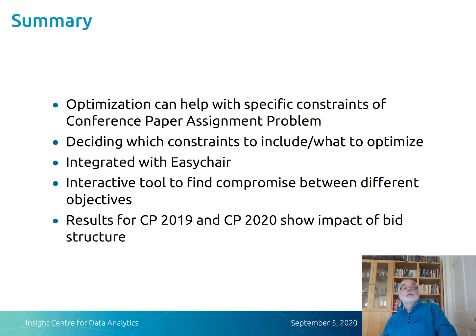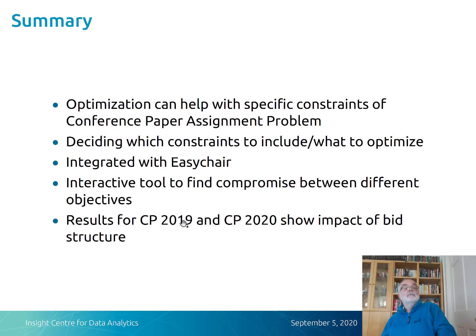Overall, what we can see for the paper is that this is a useful tool that can help with specific constraints of the conference paper assignment problem. The conference chair can decide which of the constraints to include and what to optimize, and you may actually be able to find a solution that satisfies more preferences if you, for example, allow a different number of papers assigned to the different reviewers, even though you could perfectly balance this. It's integrated with EasyChair, and we have an interactive tool to find a compromise between the different objectives.